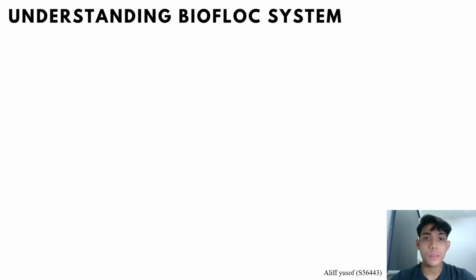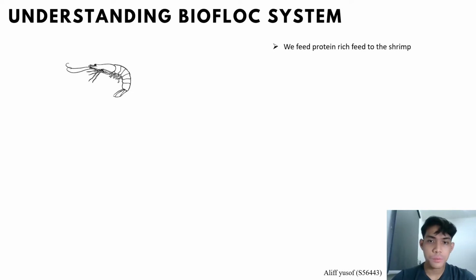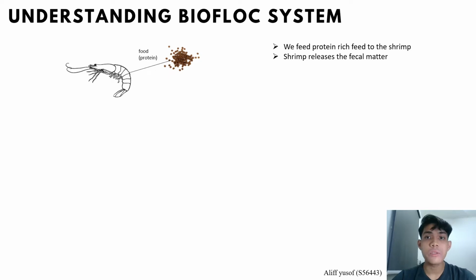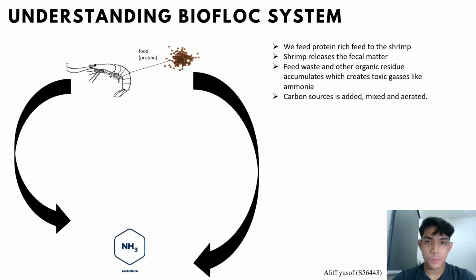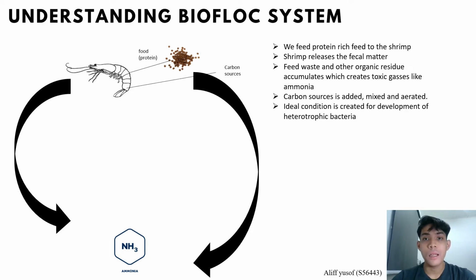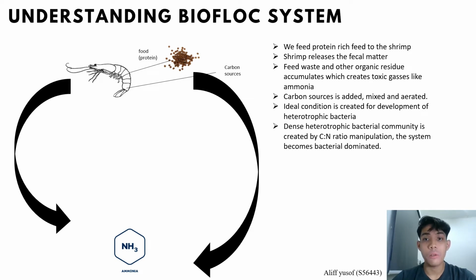The process of the biofloc system begins with shrimp in the pond or in the culture. Then the first step is we feed the shrimp food that has protein. The shrimp will release fecal matter, and the feed waste and other organic residue will produce ammonia. After that, the carbon source is added, mixed, and aerated. Because of that, conditions are created for the development of heterotrophic bacteria. So this is the bacteria.